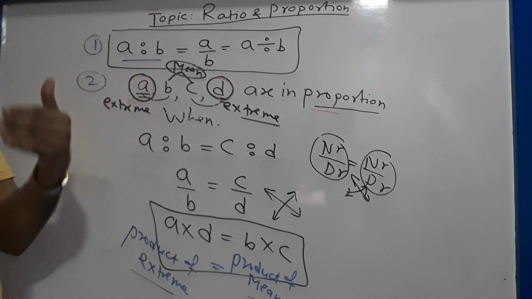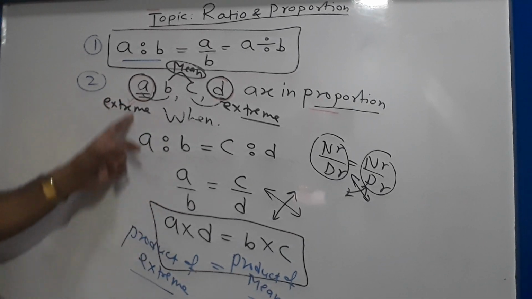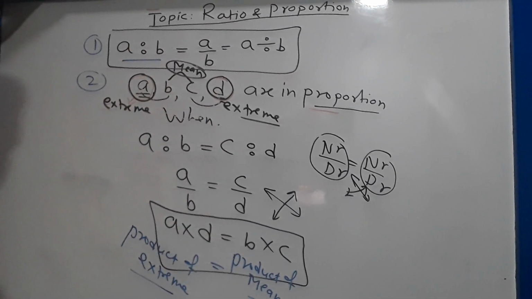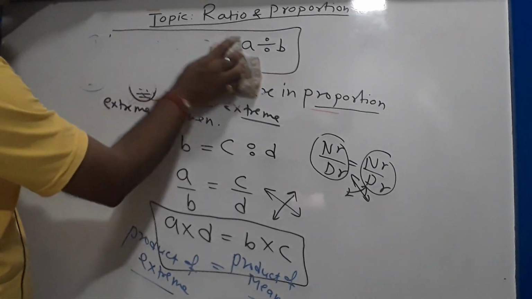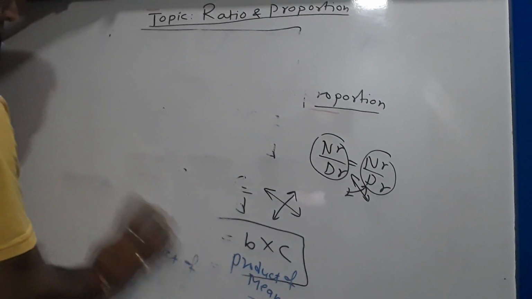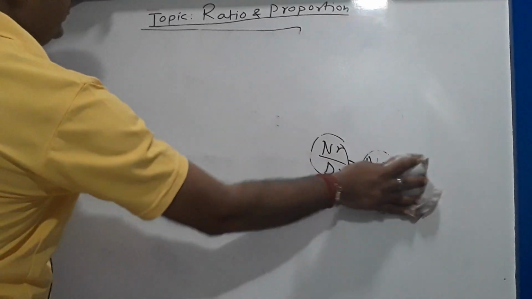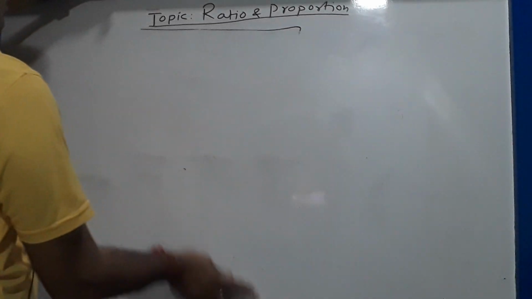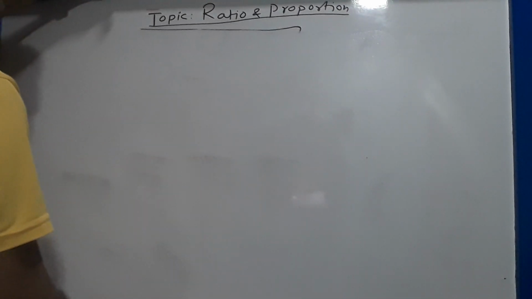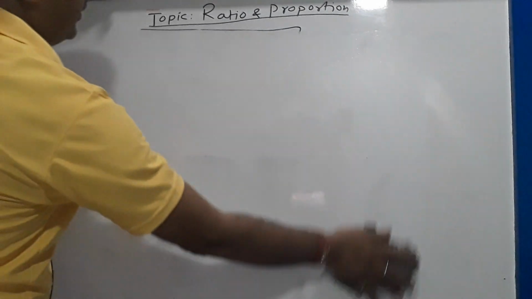And if it is already given that the four numbers are in proportion, then directly we can write this result, that A into D is equal to B into C. Clear? Let us go ahead. So four numbers A, B, C, D are in proportion when the product of extremes is equal to the product of means. Or if it is given that four numbers A, B, C, D are in proportion, then the product of extremes is equal to the product of means.